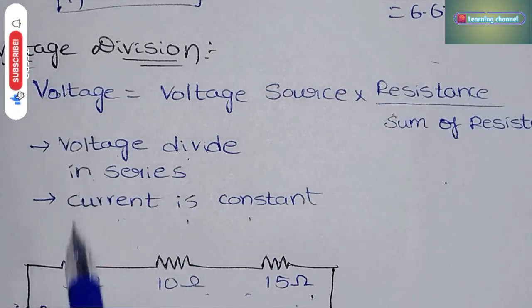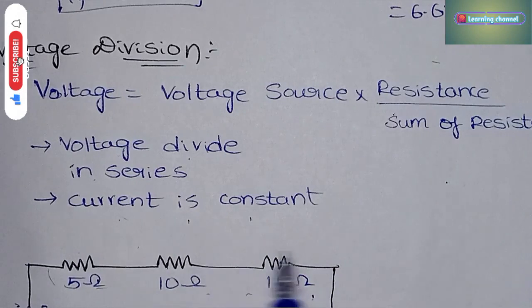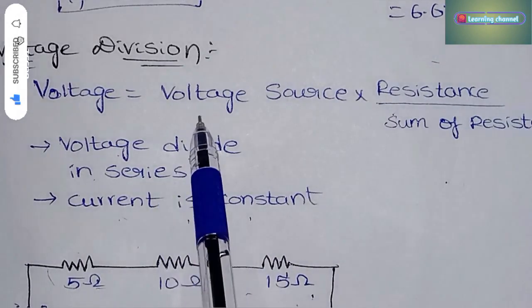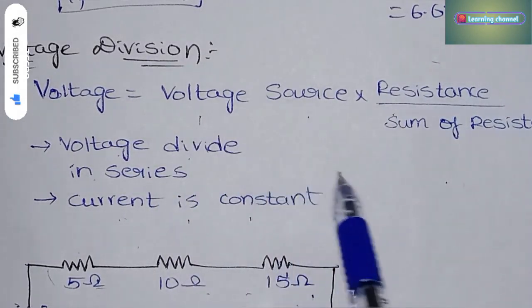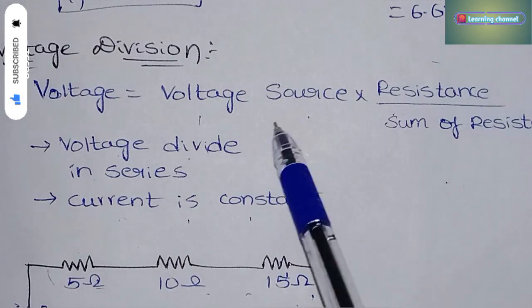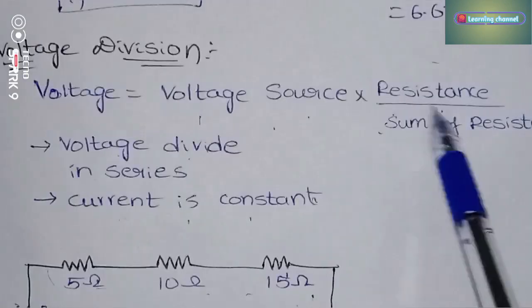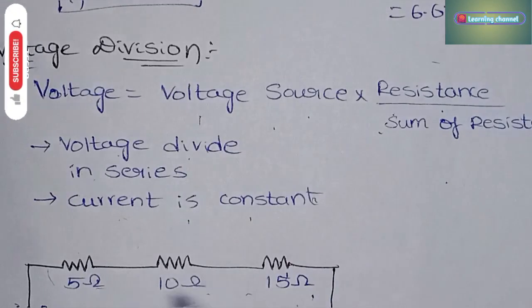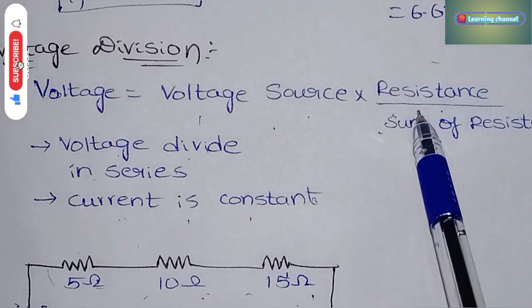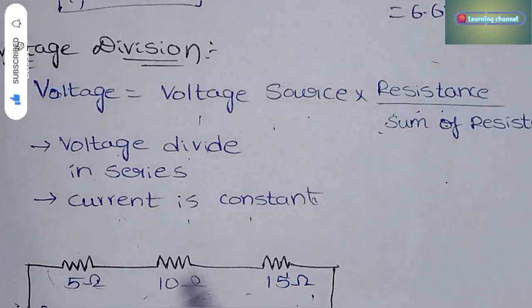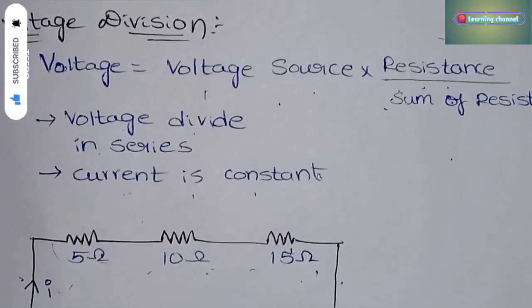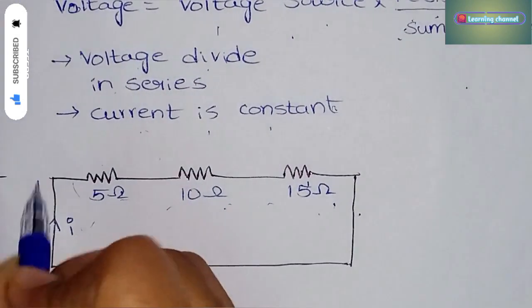In order to find the voltage across the 5 ohms, the 10 ohms or the 15 ohms, the formula is the voltage source that they provide, into the resistance at which we want to find the voltage. So if you want to find the 10 ohm resistor's voltage, we write 10 ohms by the sum of resistances which we have. Let us see a simple problem to understand this voltage division.